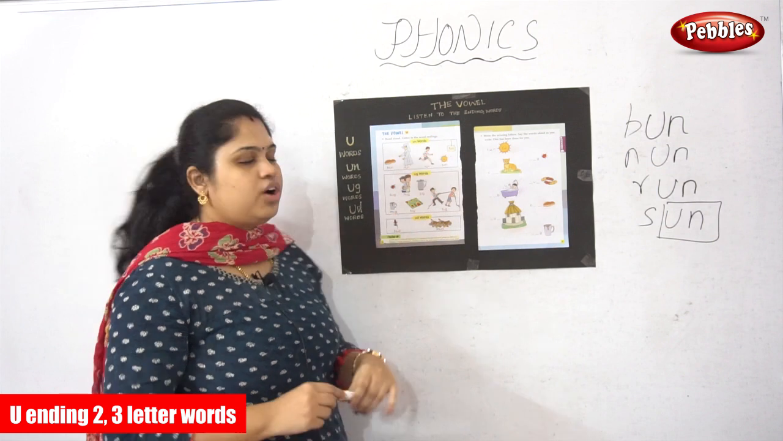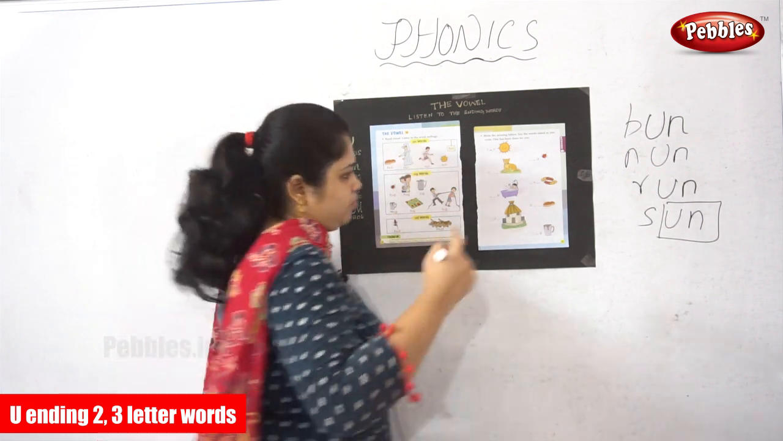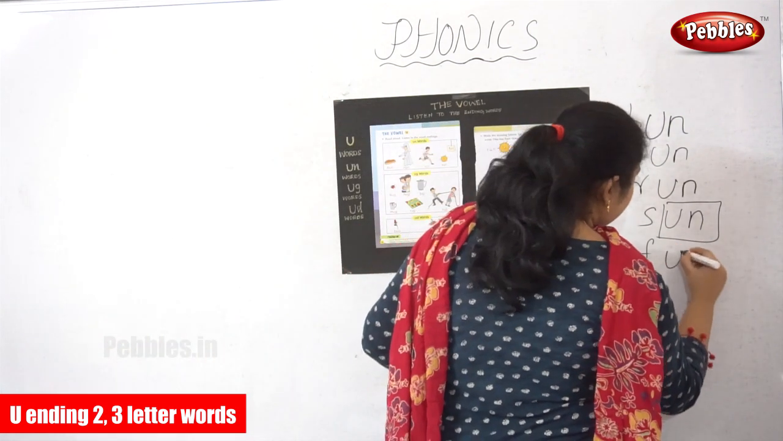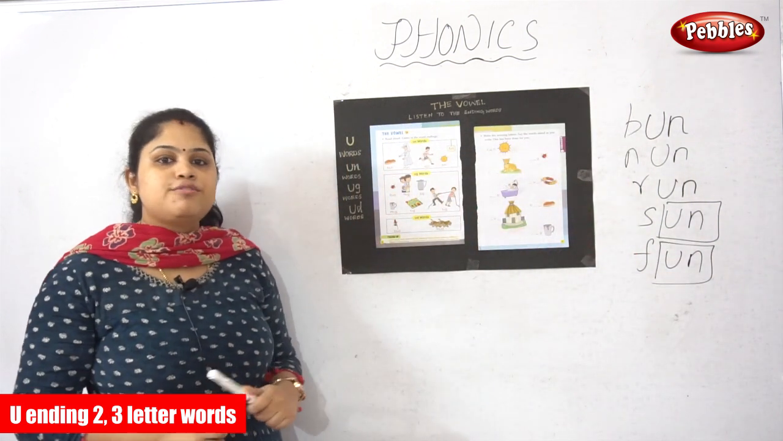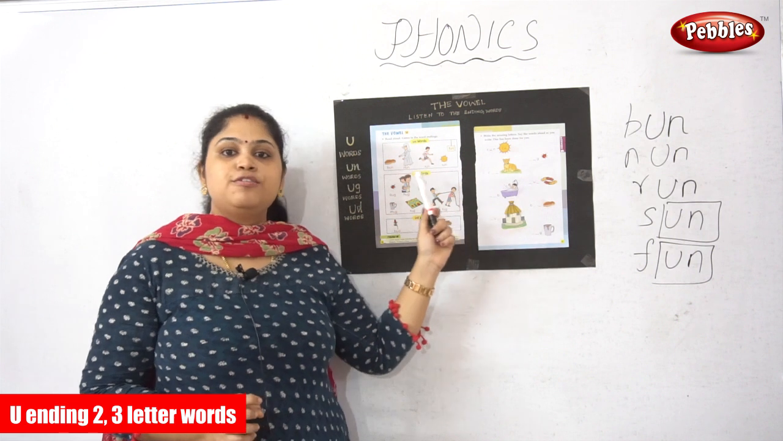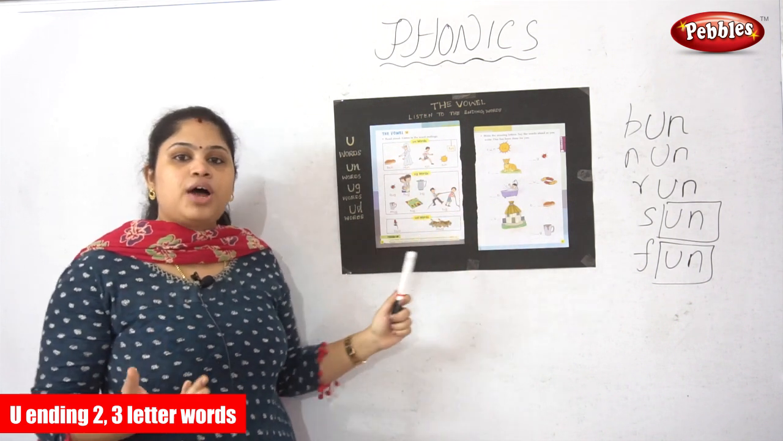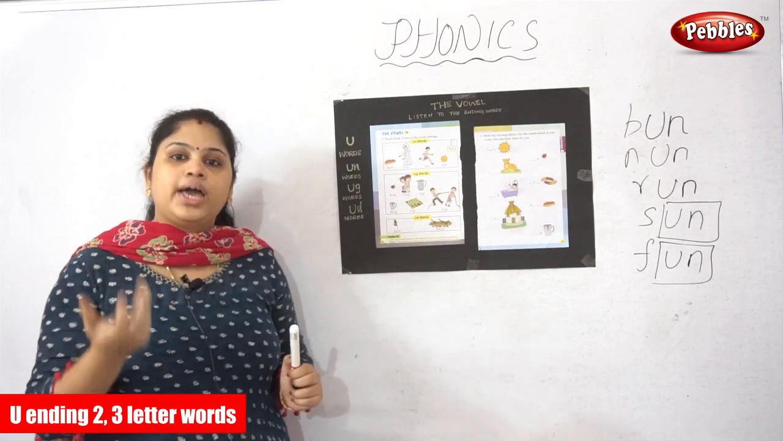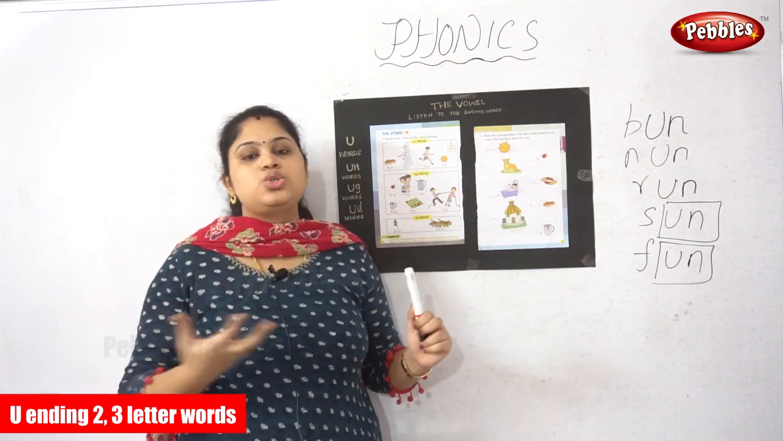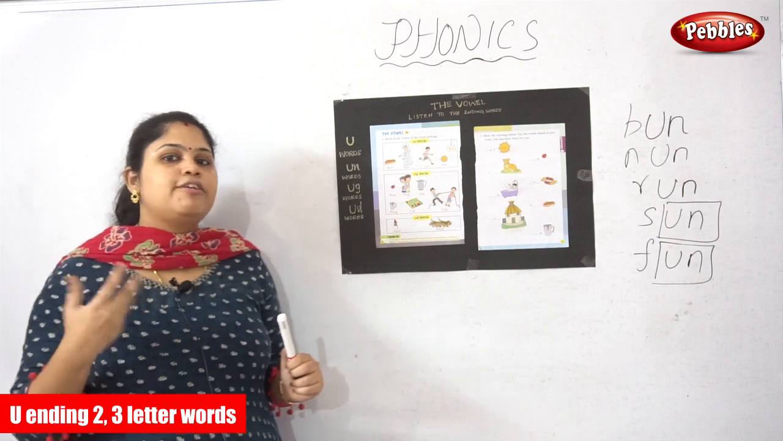Okay, so the next word is fun. F-U-N. So UN sounds un and F sounds f: fun. What is fun? Fun means doing something whatever you like, the things you enjoy, that is called fun, isn't it?